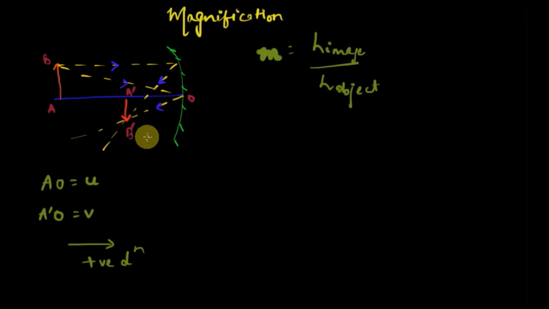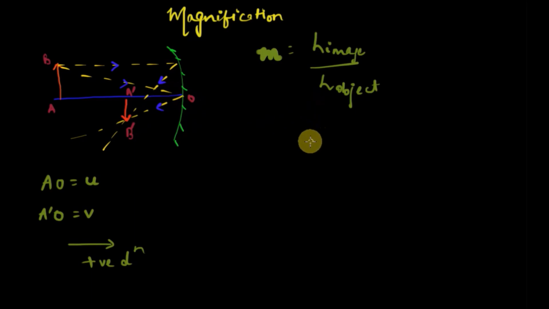Now if we consider triangle ABO and triangle A dash B dash O, we find that these two triangles are similar. Let's see how. Angle BAO is 90 degrees, and so is angle B dash A dash O. Now BO is the incident ray, B dash O is the reflected ray, and AO is the normal about which the reflection is happening. By the law of reflection, the angle of incidence is equal to the angle of reflection. Hence angle BOA is equal to angle B dash O A dash. So the third angle, A dash B dash O, will also be equal to angle ABO. Hence these two triangles are similar.